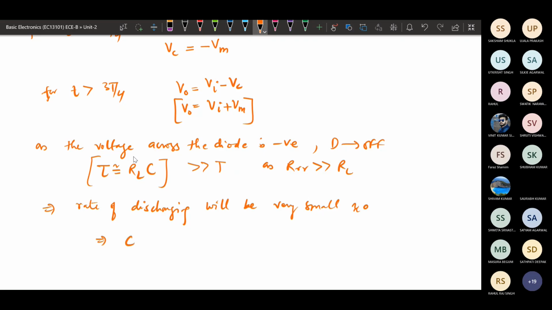Therefore we can see the capacitor will act as a constant voltage source, or we can call it a battery. So it will be like a battery that is having a value of Vc is equal to Vm. The voltage across it is Vm.